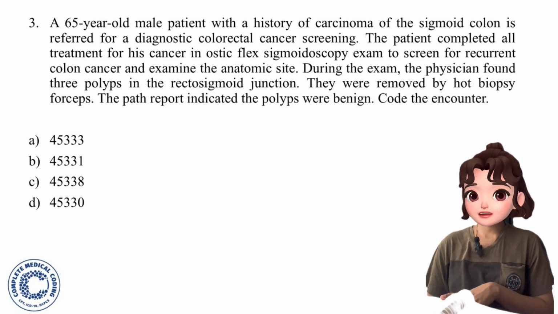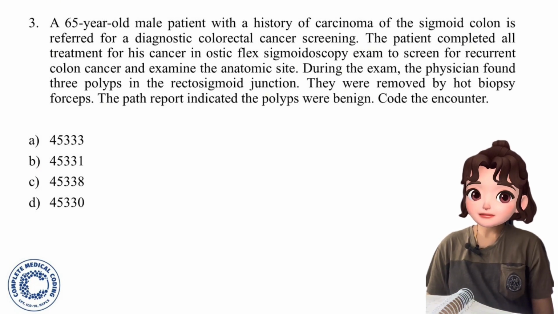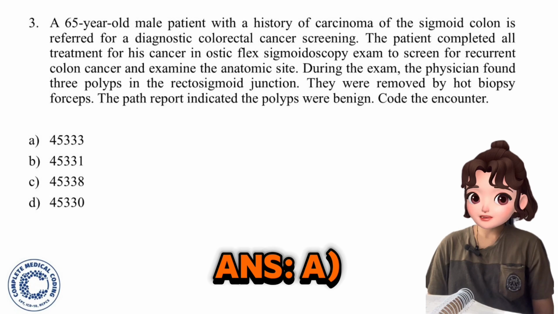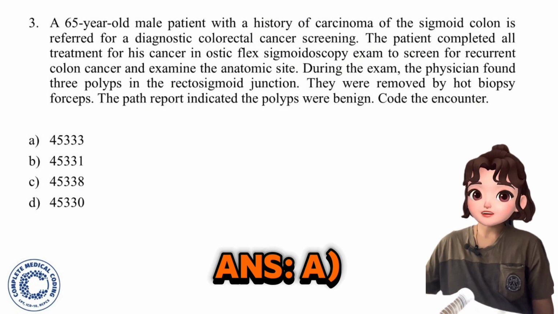So here the correct answer is CPT code 45333. Answer is option A, 45333: sigmoidoscopy, flexible, with removal of tumor, polyp or other lesions by hot biopsy forceps. Okay, this is how you need to find the accurate answer.